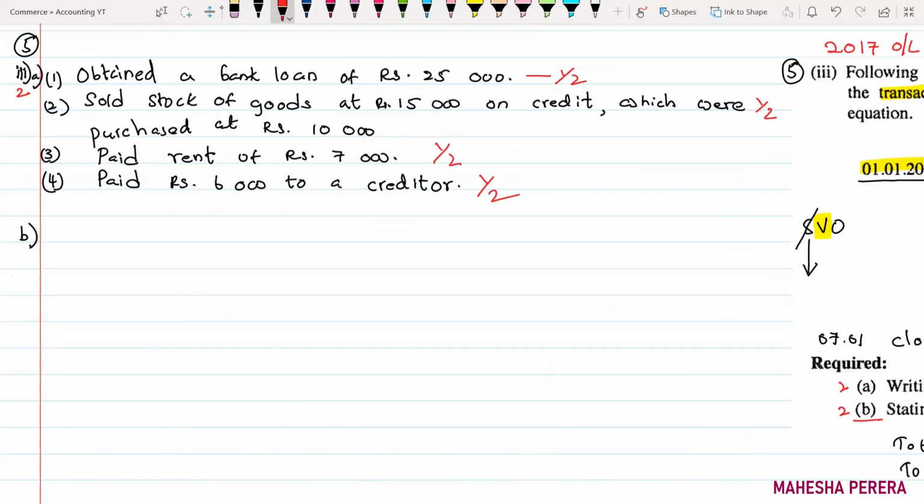Right? So I wrote answers for B there, right? Under the question. So this is 2017 O level. Now, if you compare 2016 and 17, what can you understand? In 2016, the student was supposed to write the impacts of given transactions. But when it comes to 2017, the student was supposed to write the transaction when the impacts were given.